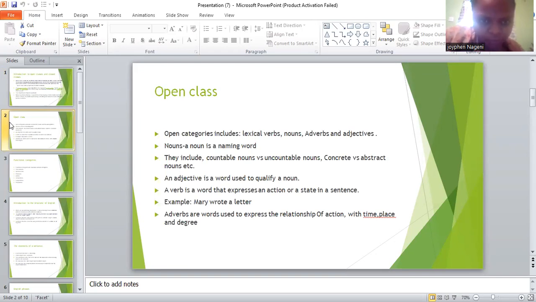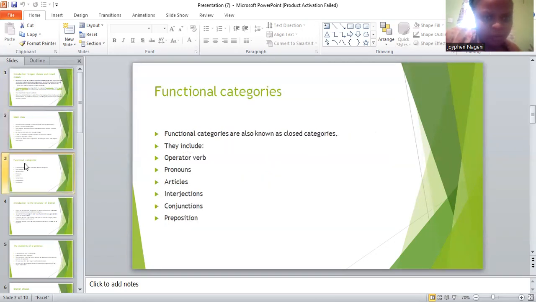Example: Mary wrote a letter. Adverbs are words used to express the relationship of action with time, place, and degree. We'll go to the next topic.